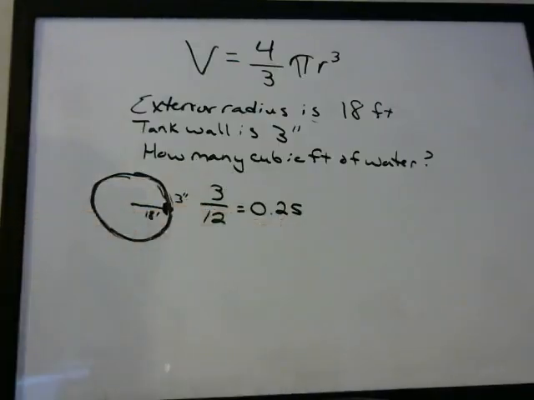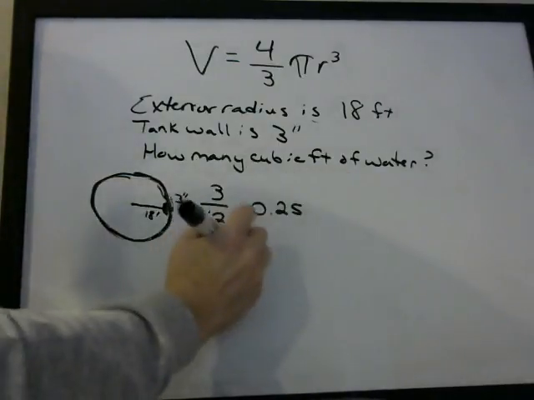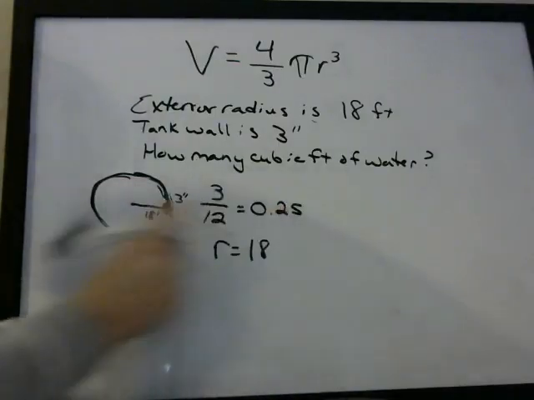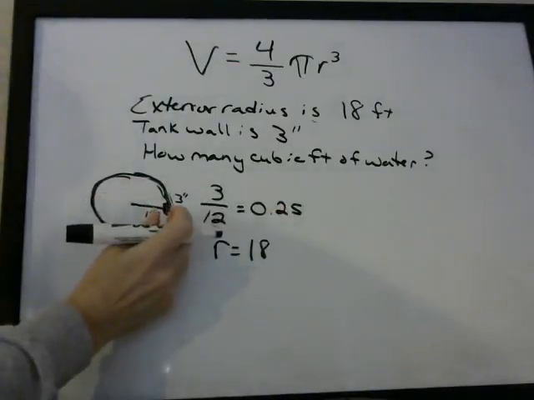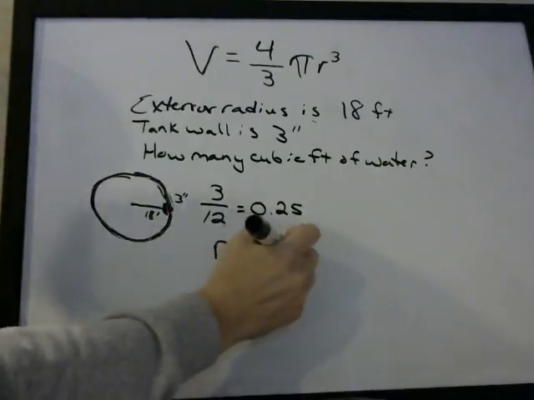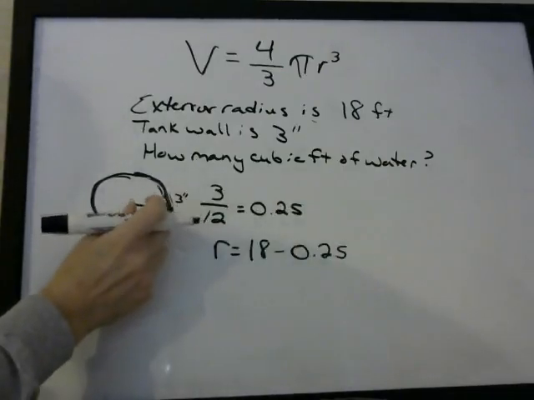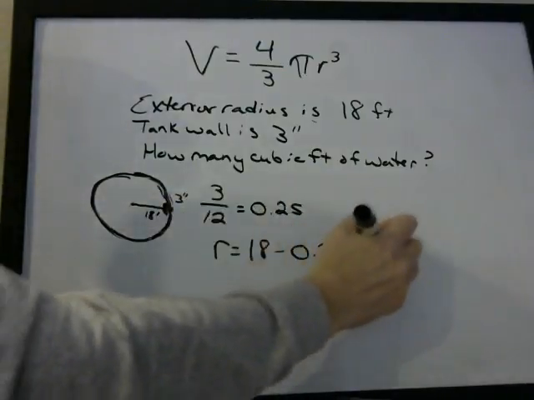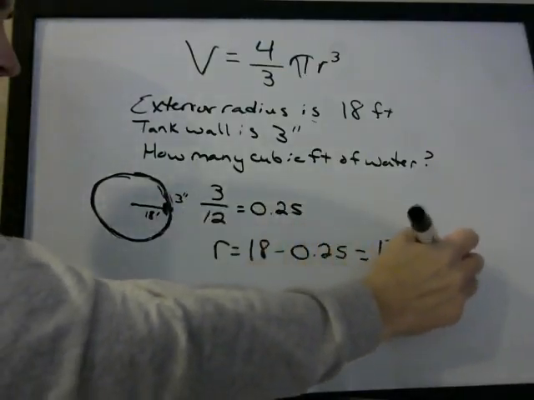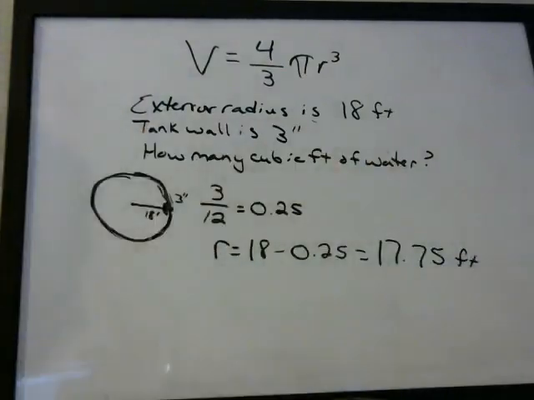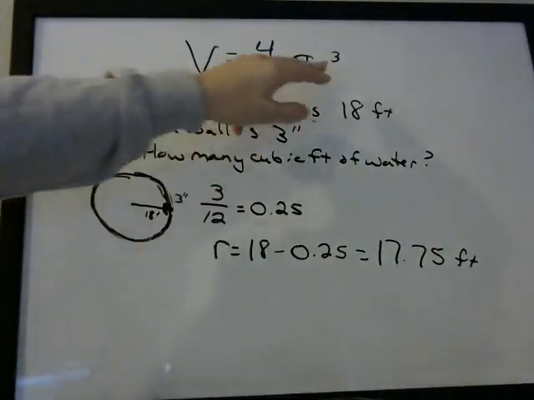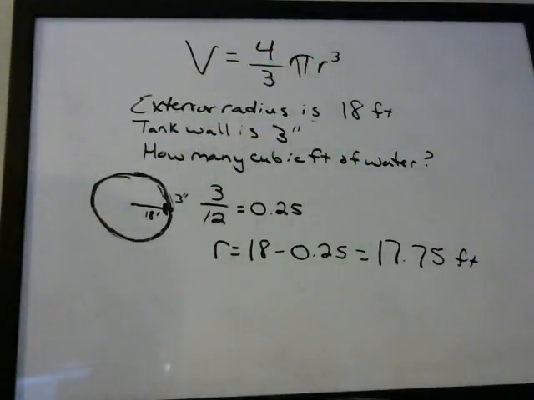So our radius now is going to be 18 feet all the way to the end, the outside, minus the thickness of the wall. So we're going to subtract that off. And we're going to get 17.75 feet. That is the radius we're going to use in this question.